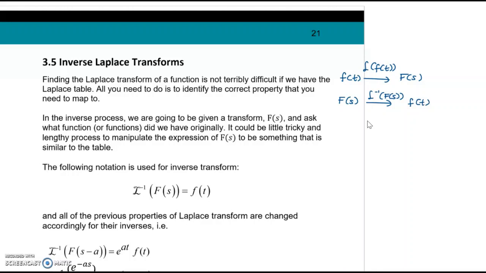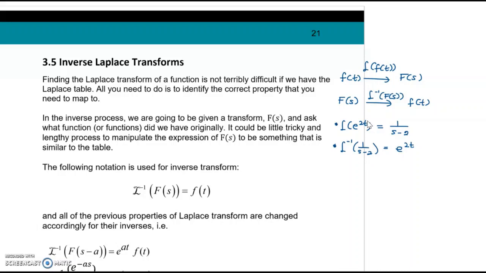For example, before this, you found the Laplace transform of exponent 2t. You map to the table and then you see the answer is 1 over s minus 2. Now, in this part, you are given the 1 over s minus 2. So, you perform the inverse to the 1 over s minus 2. You refer to the table, then you will see the answer is exponent 2t.